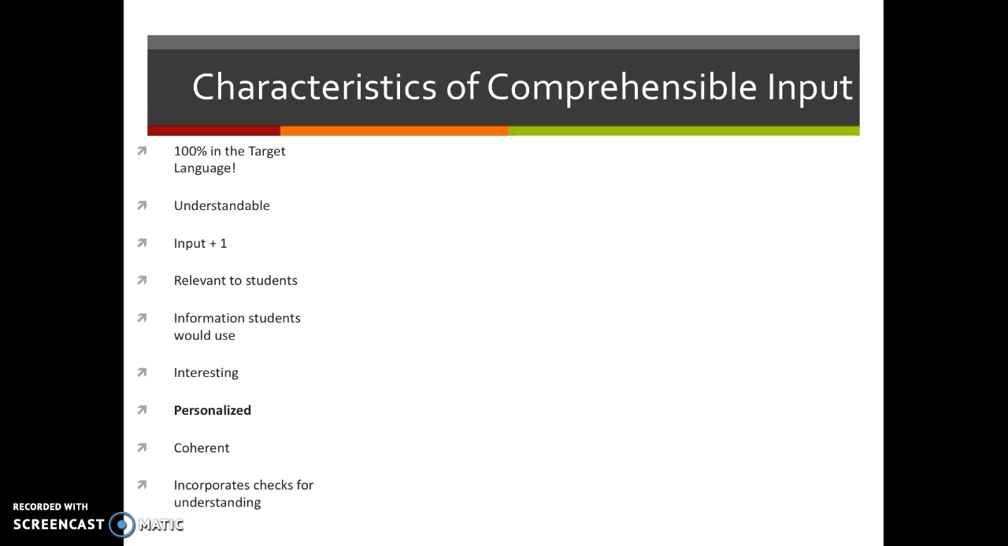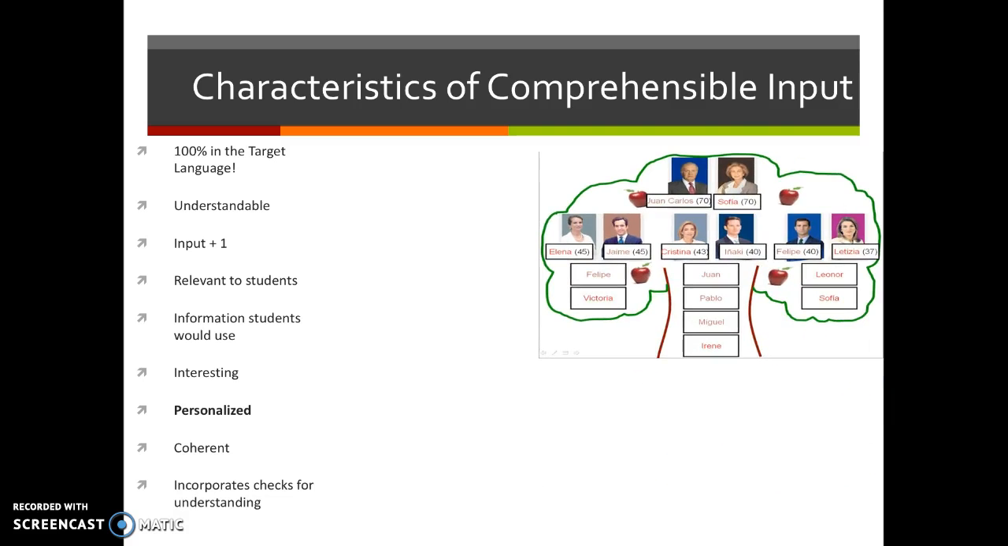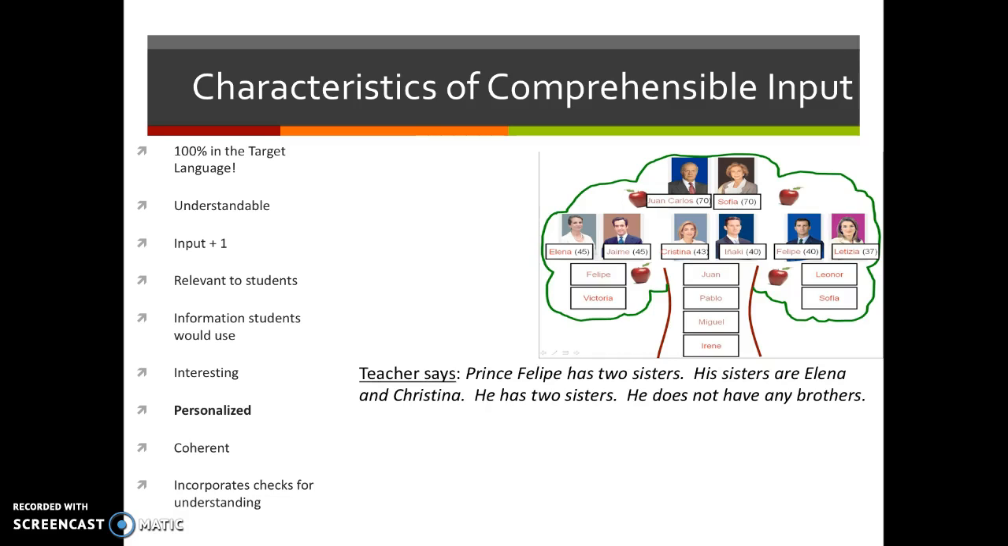The next characteristic of comprehensible input is that it should be personalized whenever possible. For example, let's say you are teaching your level 1 class the vocabulary for the different family members. If this is a Spanish 1 class, you could even present the material in a culturally authentic way by discussing the royal family of Spain. For this comprehensible input, the teacher might say something like, Prince Felipe has 2 sisters. His sisters are Elena and Cristina. He has 2 sisters. He does not have any brothers.